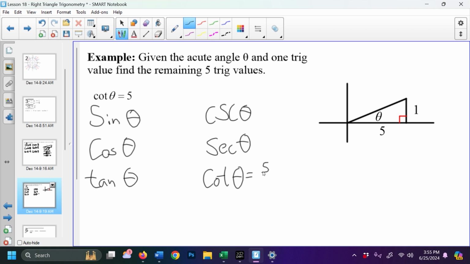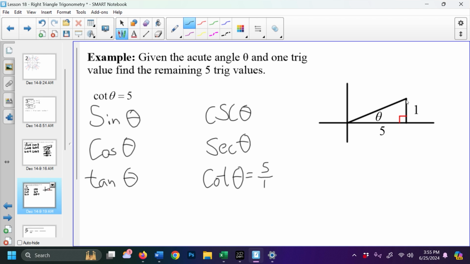5. For the sake of argument, since cotangent is a ratio of sides, let's make this a ratio. Because it's 5, let's make it 5 over 1. Now, I cannot make a statement about the length of these sides, but I can put in placeholders, all right? I can say that the adjacent side and the opposite side will have a ratio of 5 to 1.